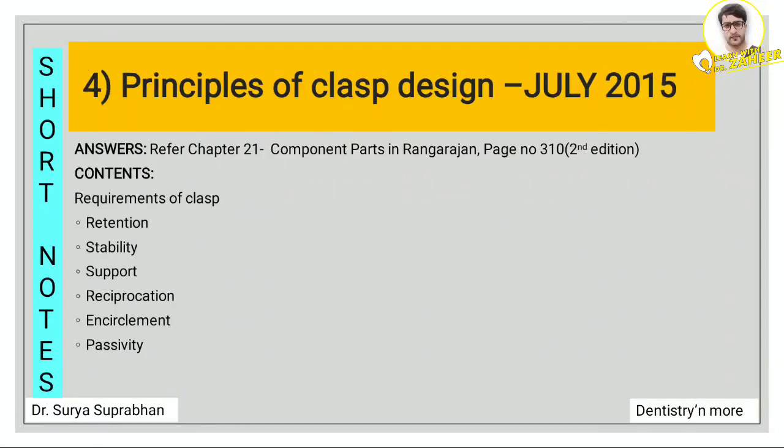Then principles of clasp design. For this you have to refer chapter 21, component parts, page number 310, and you have to write about the 6 factors, that is retention, stability, support, reciprocation, encirclement and passivity. You have to mention in detail about the 6 factors.